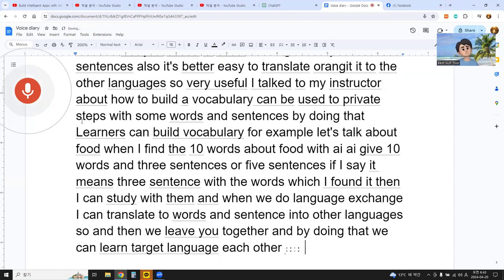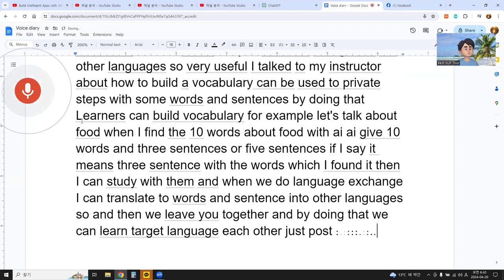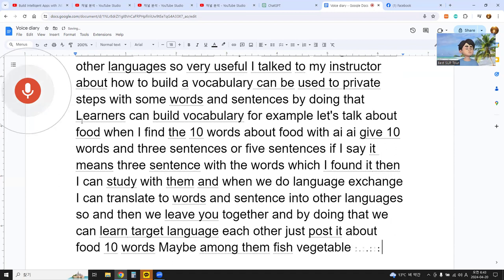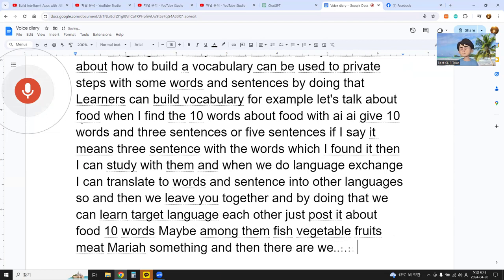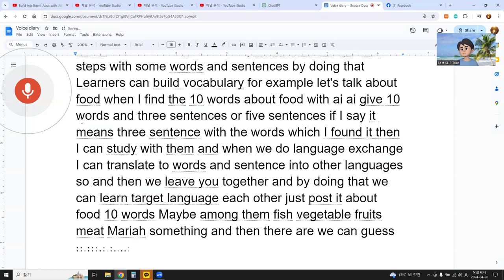The first step is about food, 10 words. Maybe among them, fish, vegetables, fruits, meat, rice, something. And then we can guess what kinds of foods they are.